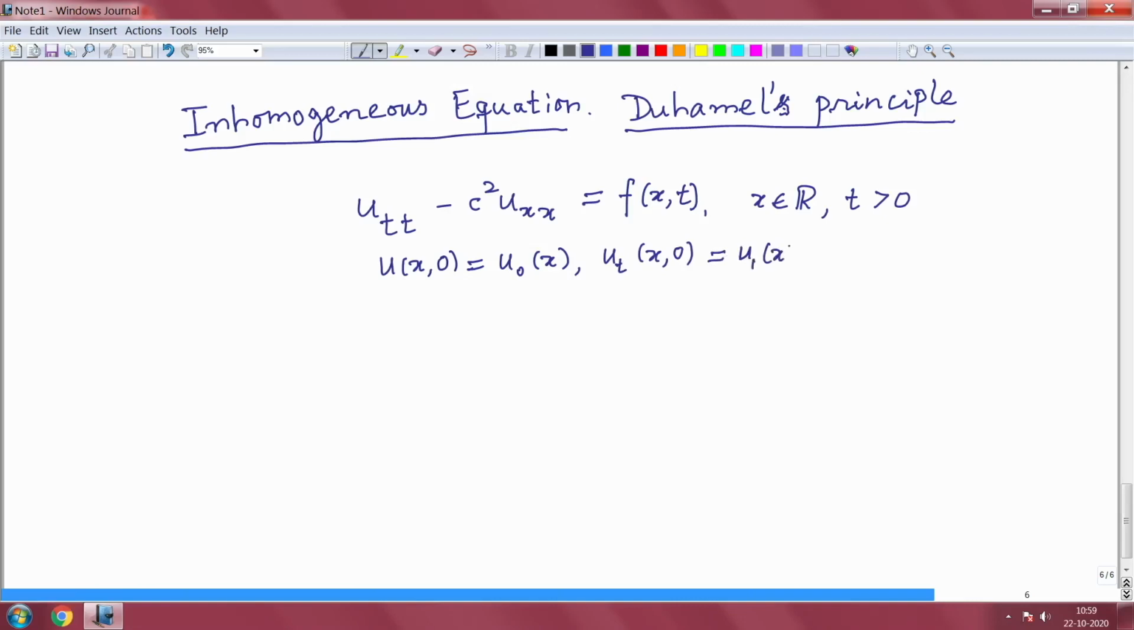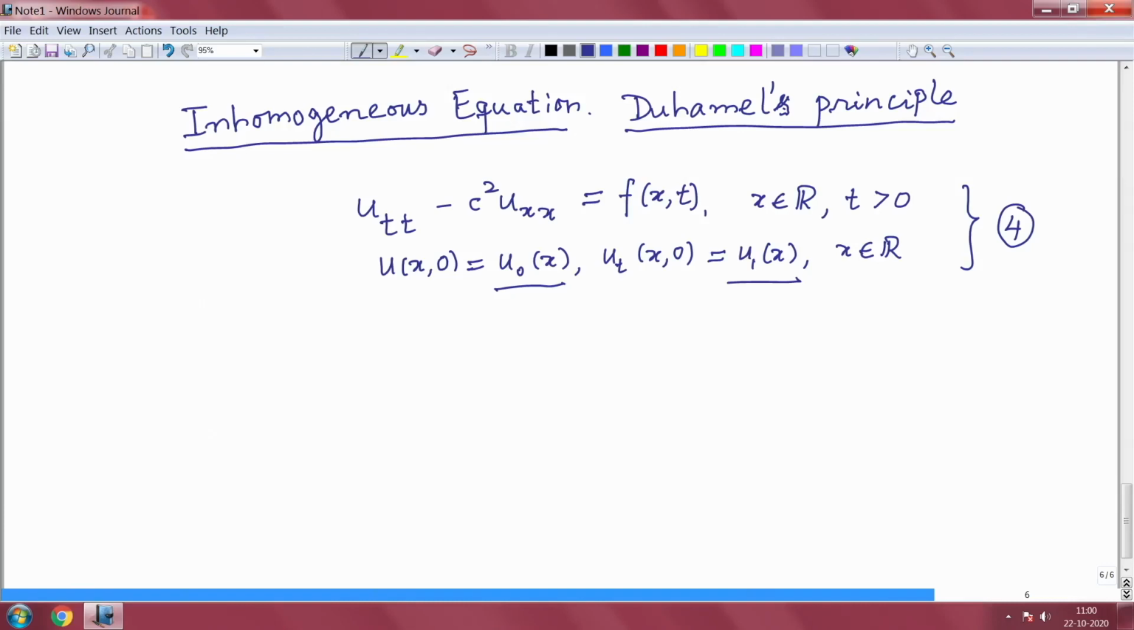u1 of x. Let me denote it as equation 4. Obviously, some continuity assumptions should be put on F. Let us first derive the formula and then we will see what conditions we should put on F, instead of stating them in the beginning itself. Once you see the formula, we will know what condition to put on F, so that we again get a C2 function, that is important. As usual, u0 is a C2 function and u1 is a C1 function. That is always there, because even when F is 0, we need to assume that.